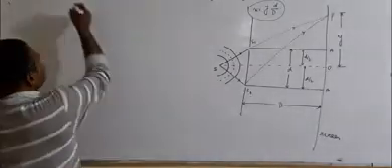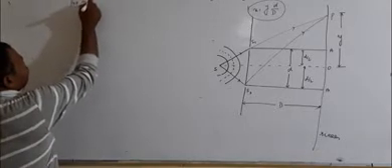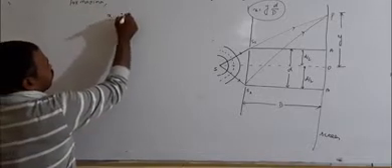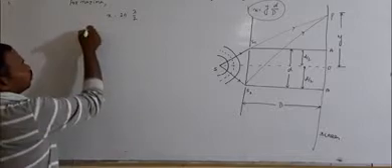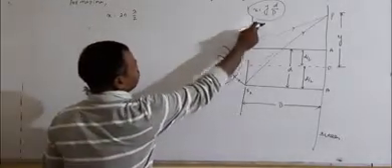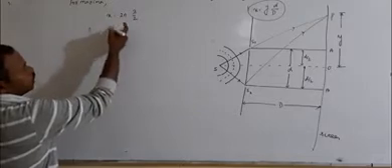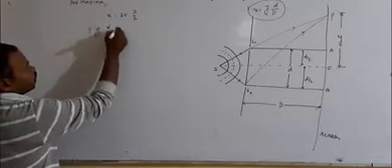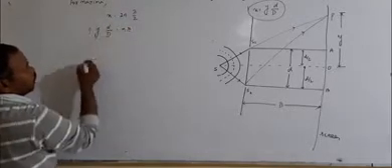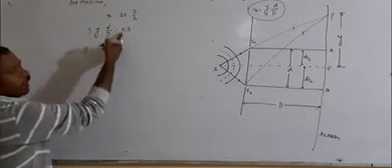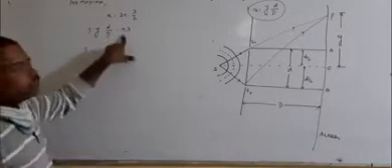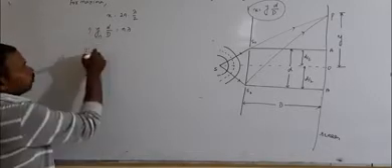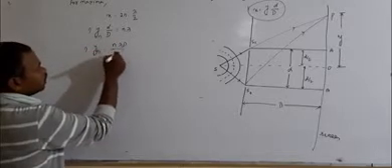Here, for maximum, what happens? The path difference should be an even multiple of lambda by 2. But what is the value of x we have already got? We already got x equal to yd by D, where small d is the slit separation and capital D is the screen distance. So yd by D is equal to n lambda. Since n is an integer with different values, y also has different values. That's why I am writing here yn. Now yn is equal to n lambda D by d.